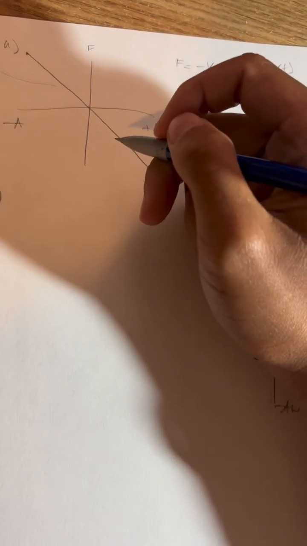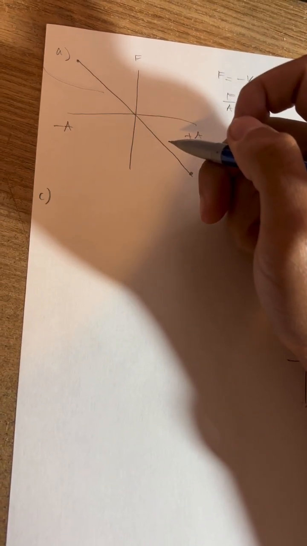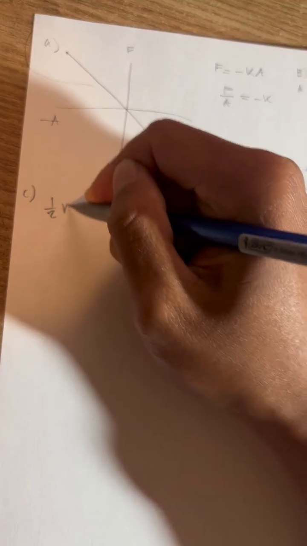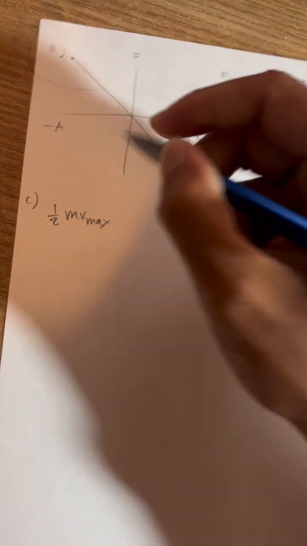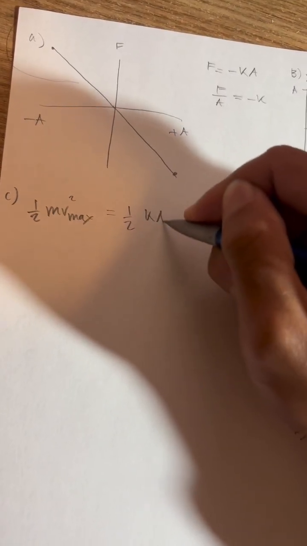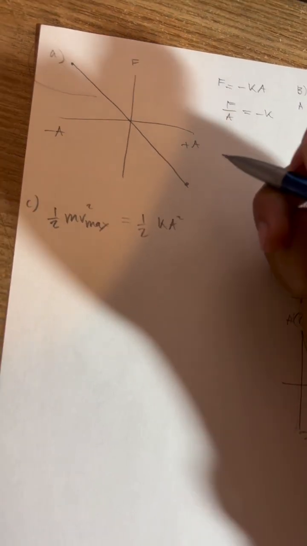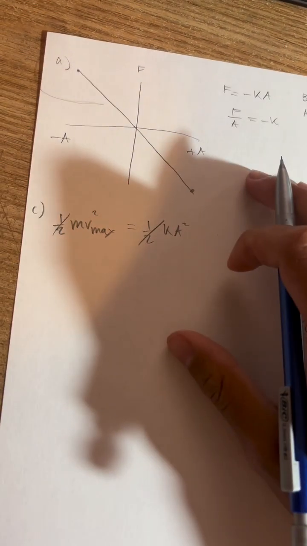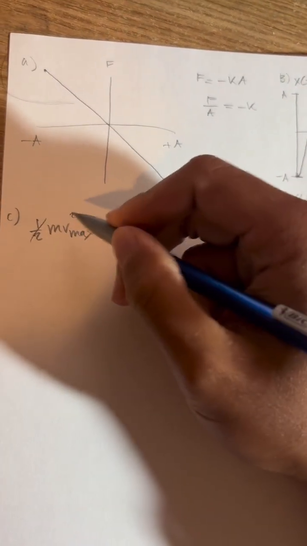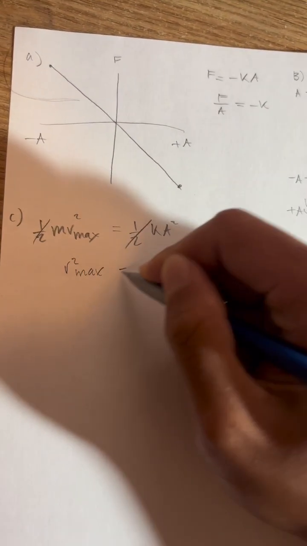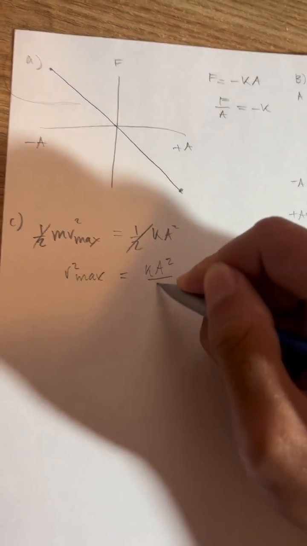Alright, so for part C, I know that this spring system has no rough surface, so the energy is conserved. So I can just write the statement that 1/2 m v max squared is equal to 1/2 k A squared for the maximum distance. And then I'm gonna cancel out the 1/2, and I'm gonna isolate for v. All right, so I have v squared max is equal to k A squared over m.